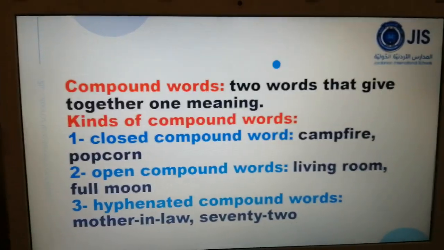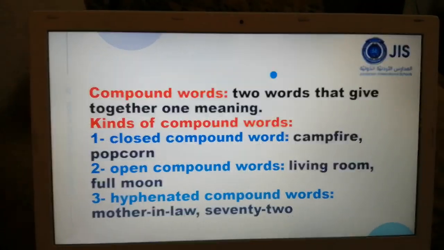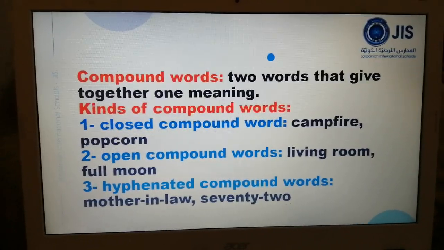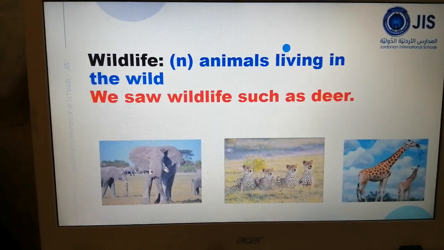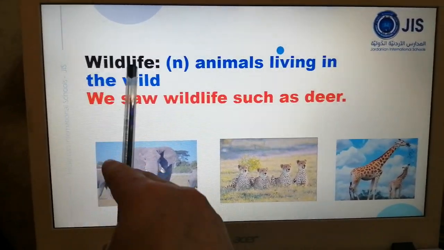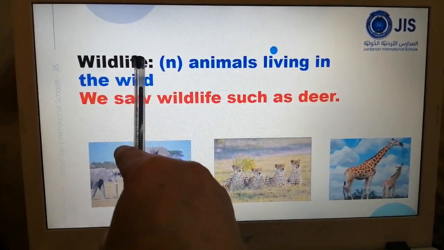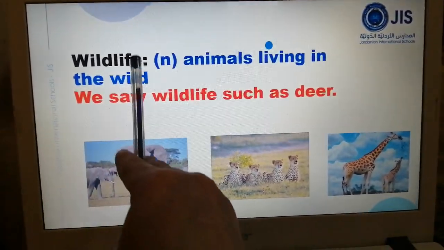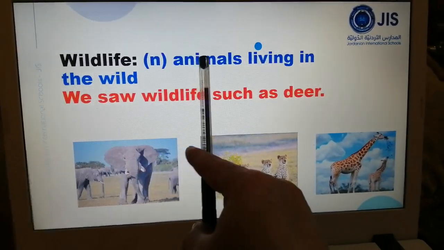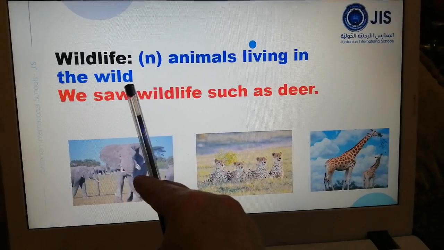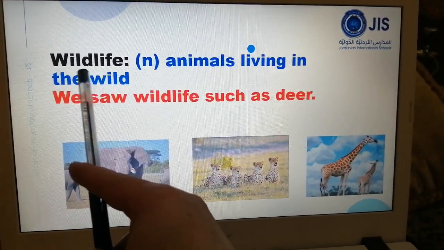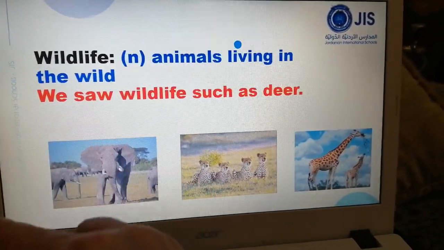Now let's identify our spelling words, or our compound words, in the spelling list in our lesson. The first one, wildlife. Now wild by itself has a meaning, and life by itself has another meaning, but when I put them together, it will be one word, wildlife, and it will give me one new meaning, which is animals living in the wild or animals living in the forest. We call them wildlife, and it's a noun. This is the part of speech.